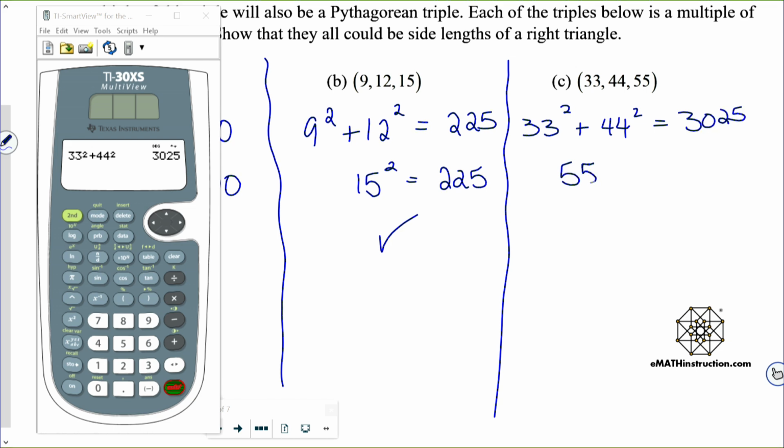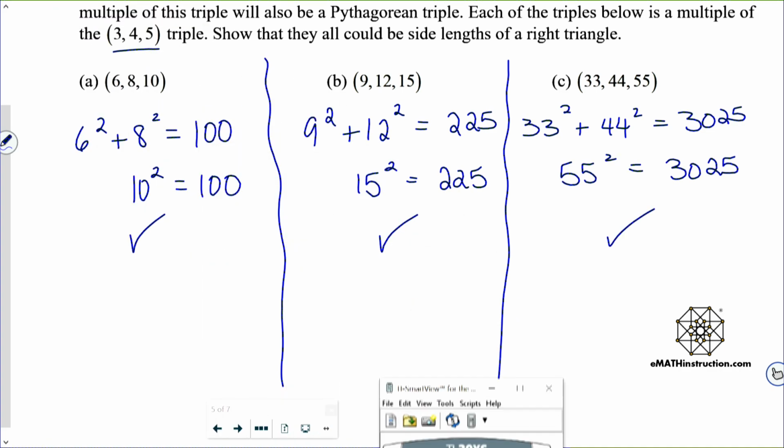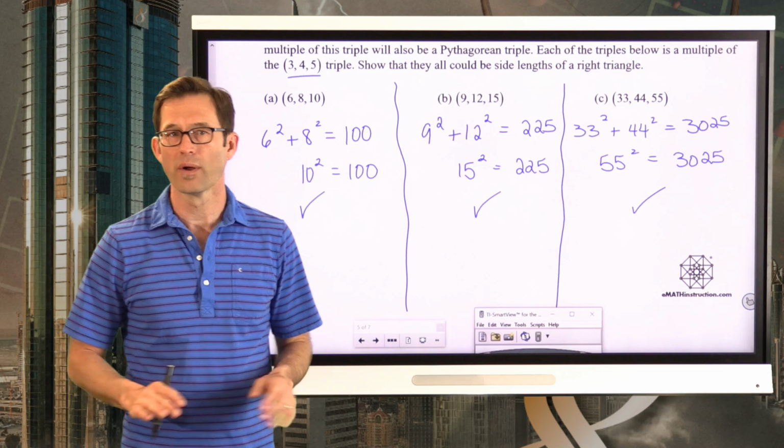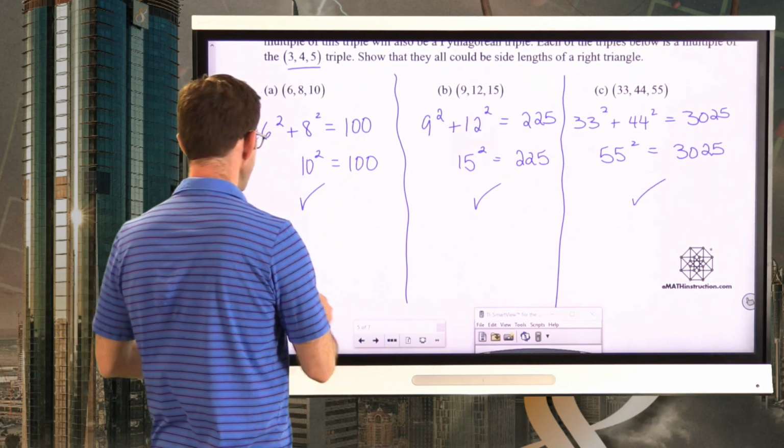And 55 squared, let's take a look at that, gives me 3,025.